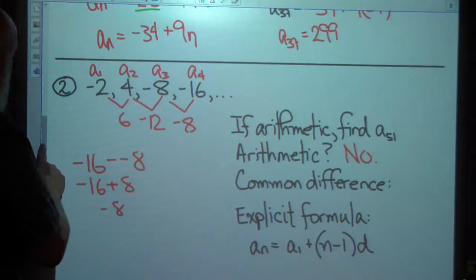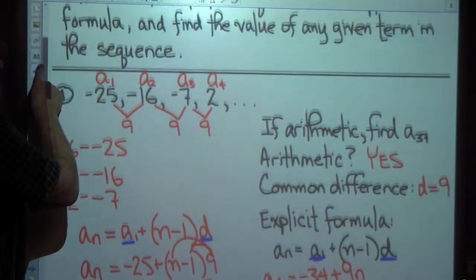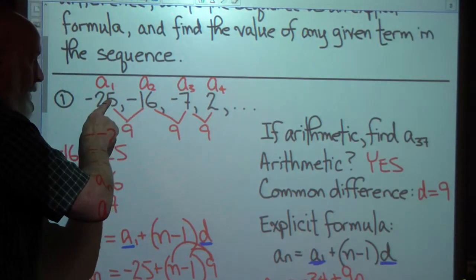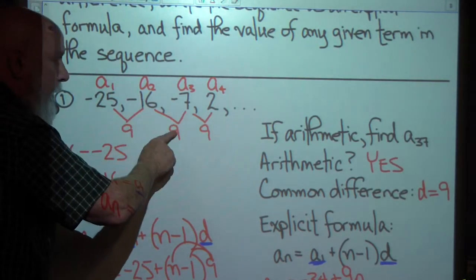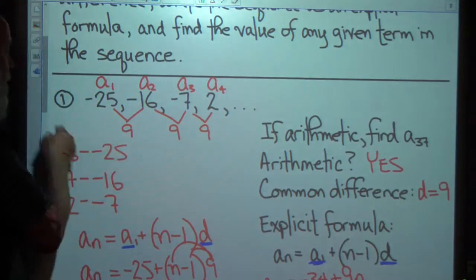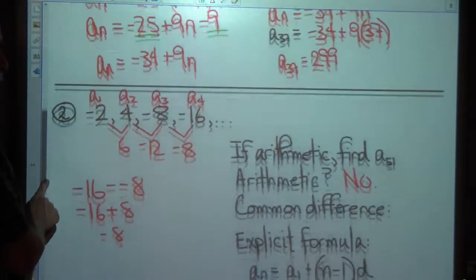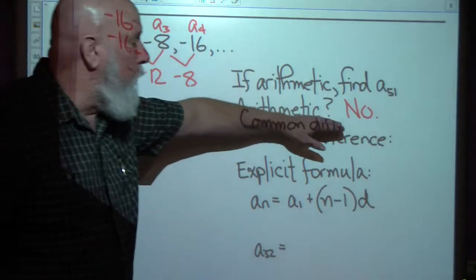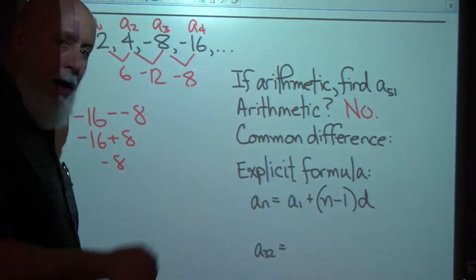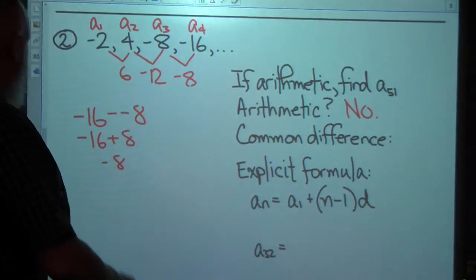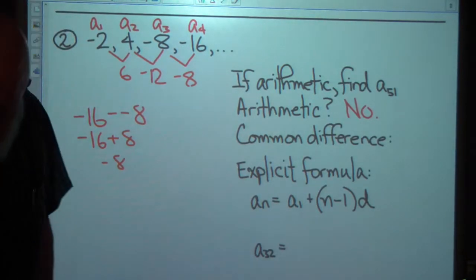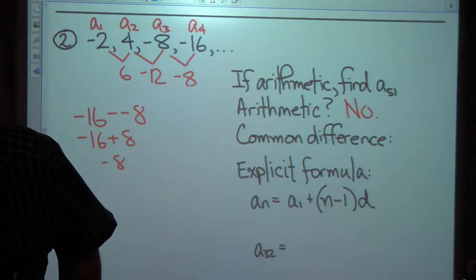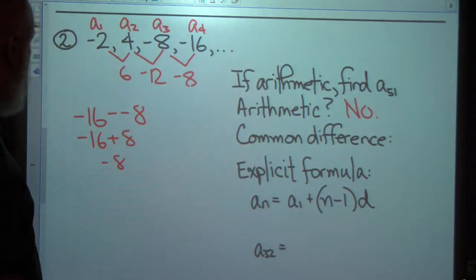In order for a sequence to be arithmetic, we have to have a common difference. This minus this must be the same as this minus this, this minus this. They all have to be the same or it's not arithmetic. We didn't have that, so it's not arithmetic. And we can't find anything else since it's not arithmetic. And we're done. Let's see if I got that one right. Yay, not arithmetic.